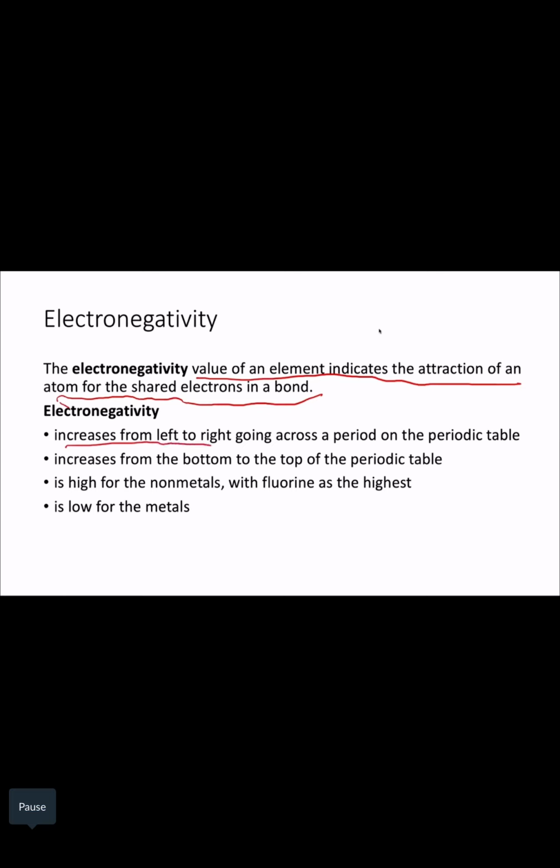It increases from left to right across the periodic table, and increases from the bottom to the top of the periodic table. It is high for nonmetals, with fluorine being the highest, and low for metals. Metals have low electronegativity, but nonmetals are going to be the ones on the side that is more electronegative.